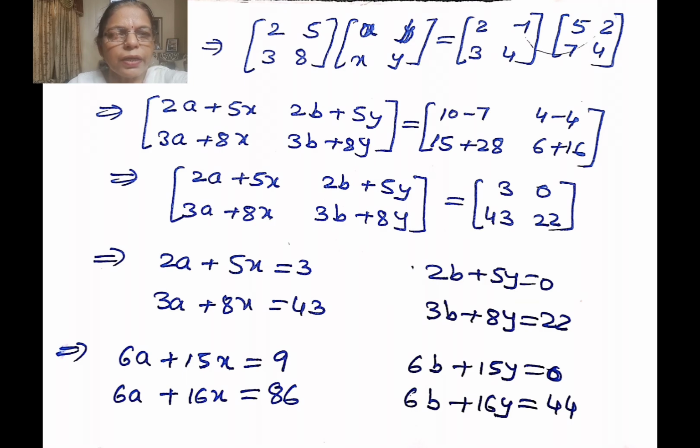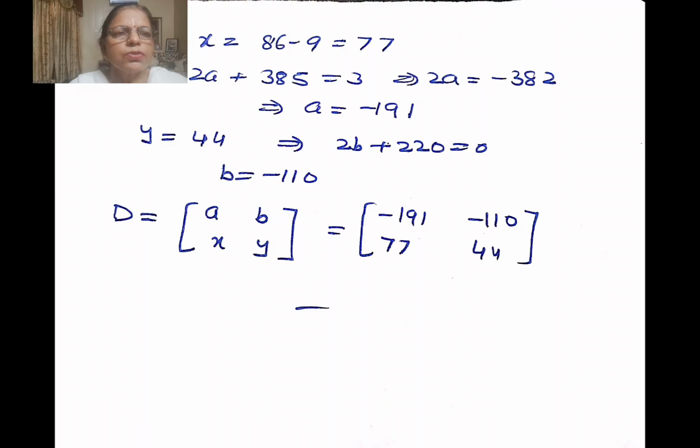And now by the definition of equality of two matrices, corresponding elements must be the same. So 2a plus 5x is equal to 3, 3a plus 8x is equal to 43, 2b plus 5y is equal to 0, 3b plus 8y is equal to 22, and we solve these equations one by one. So we get 6a plus 15x is equal to 9, 6a plus 16x is equal to 86, and 6b plus 15y is equal to 0, 6b plus 16y is equal to 44.